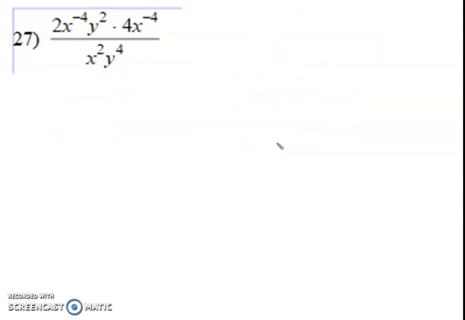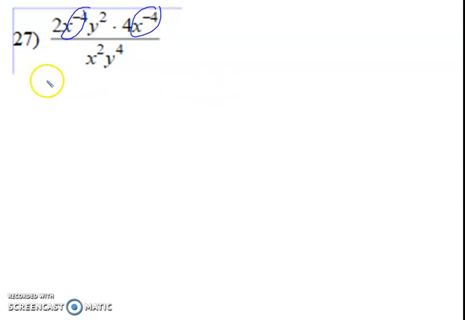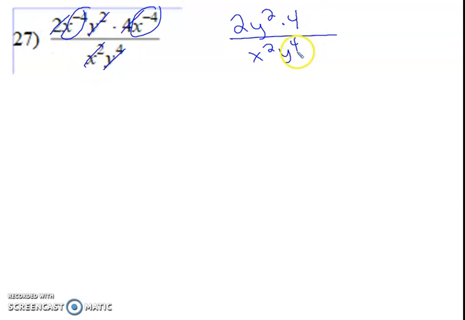All right, 27. I'm going to start by moving my negatives. Hold on a sec. Okay. 2y squared times 4 over x squared y to the 4th. I always start with what I keep, because otherwise, if you lose one thing, you're wrong. You have to keep everything. So let's move things strategically and check them off as you move them. Okay, see how I'm checking everything off as I move it, so I know I got all my parts?